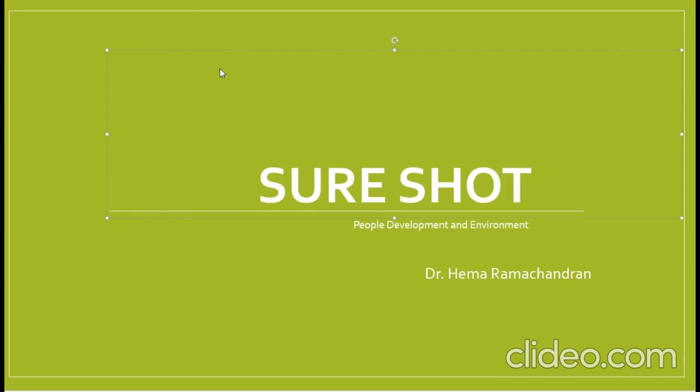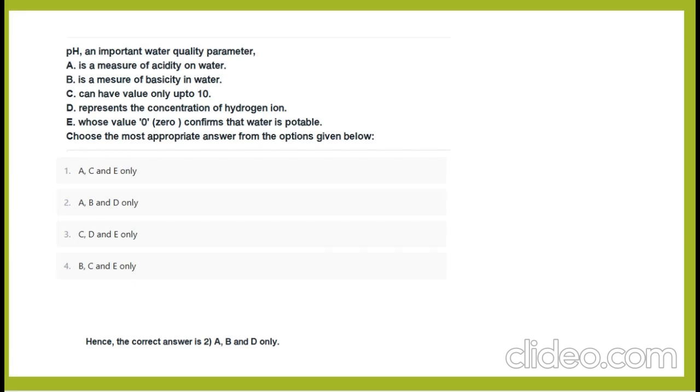So here is a short question again from people, development and environment. And let us see the question. pH is an important water quality parameter. A is a measure of acidity in water. B is a measure of basicity in water. C can have a value up to 10, only up to 10. D represents the concentration of hydrogen ion. And E, whose value confirms that water is potable.